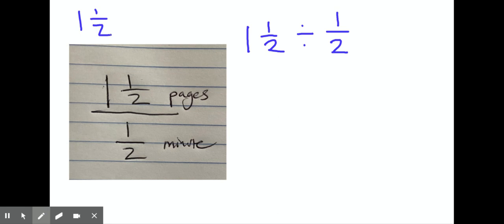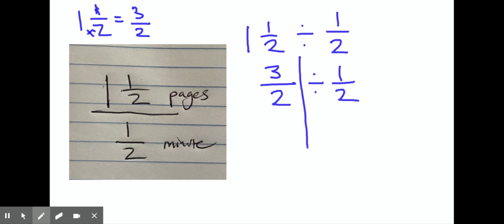I do that by multiplying my whole number by my denominator, 1 times 2. I'm going to add the number from step 1, which would be 2, to my numerator. So 2 plus 1 would give me 3. I keep the same denominator because I'm still using the same amount of parts for my fraction, and this becomes 3 over 2. So 1 and 1/2 is the same as 3 over 2. So I'm going to rewrite that in place of 1 and 1/2 divided by 1/2.